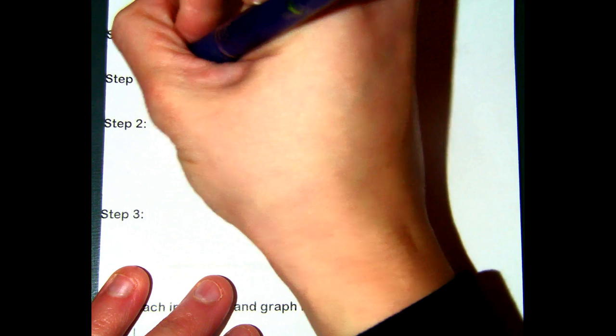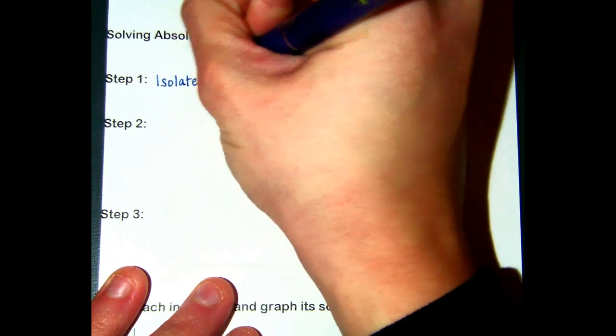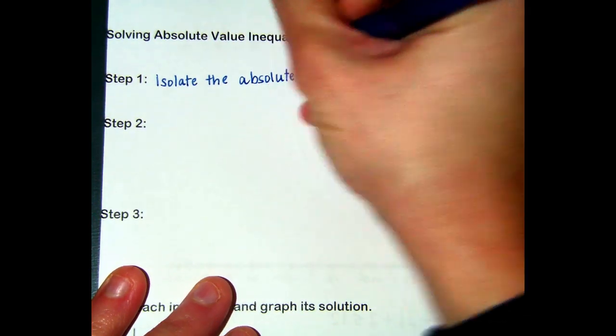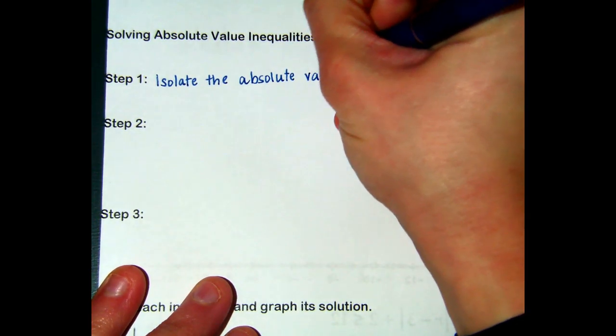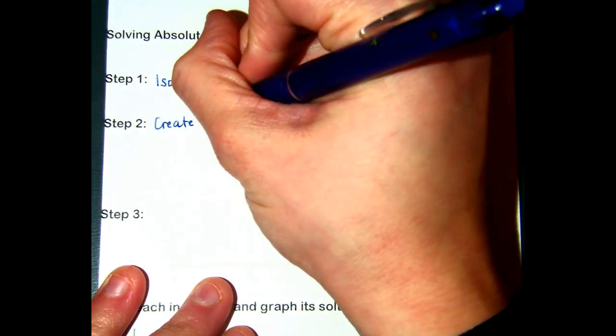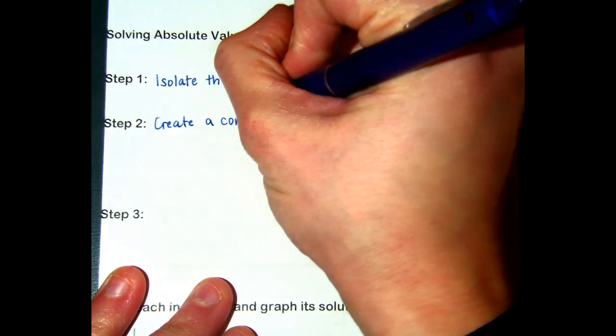But in order to solve absolute value inequalities, just like absolute value equations, you will first isolate the absolute value, which, in case you forgot what that means, it means to get the absolute value by itself. So isolate the absolute value. Second, like I said, we are going to create compound inequalities. So we will create a compound inequality.